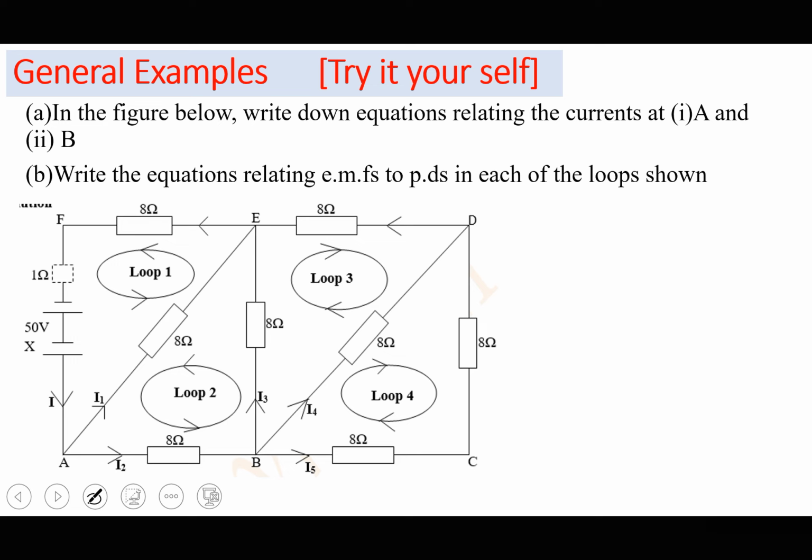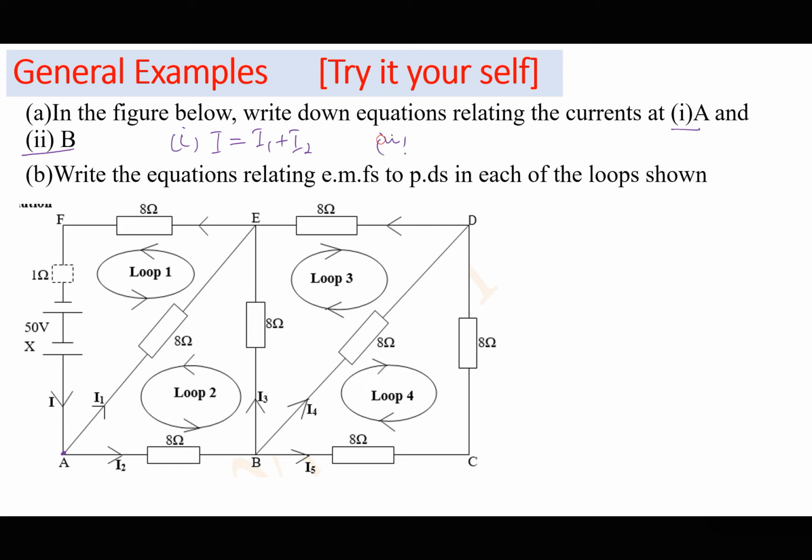in the figure below, write down equations relating the currents at A and at B. So at A, where is A? A is here, I is entering, I1 is leaving, I2 is leaving. So Roman 1, at A, we have I entering, which should be equal to I1 plus I2, that is the sum of currents into a junction equals the sum of currents out of the junction.